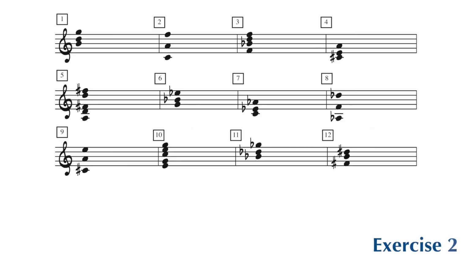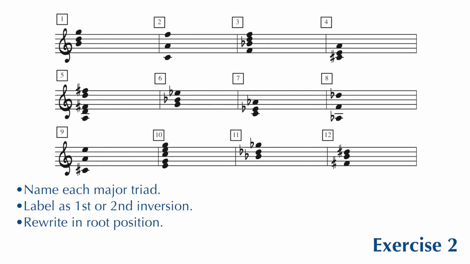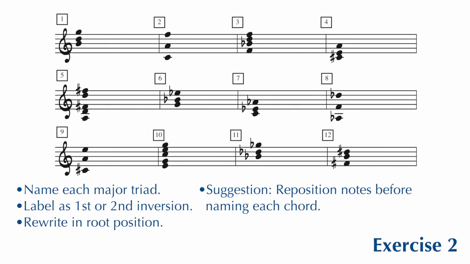On page 47, we have this major triad inversion exercise 2. So your job is to write the name of each major chord above the staff and label each chord as first or second inversion. Then rewrite each chord in root position and stack all those notes up in thirds. Now you might find it easier to reposition the notes first and then go back and label the chord.